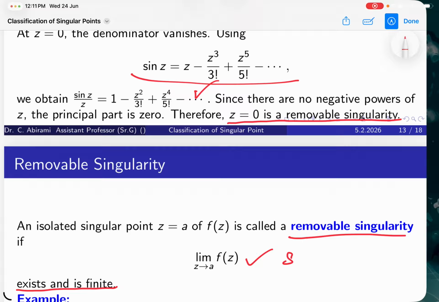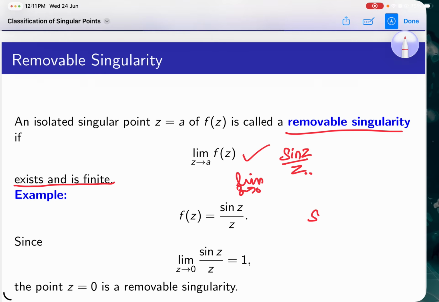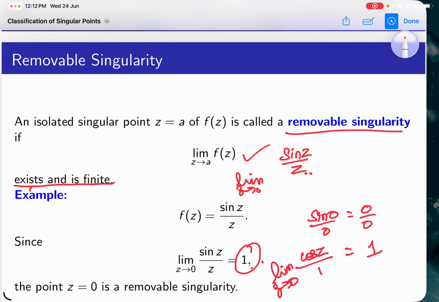The same example I can explain, sin z by z. Limit z tends to 0, because the singular point is z is equal to 0, of sin z by z. If I apply z tends to 0, what happens? Sin 0 by 0, which is a 0 by 0 form. This is an indeterminate form. So what we are going to do? We are going to apply L'Hospital rule. Differentiate numerator and denominator separately. Differential of sin z is cos z and differential of z is 1. Now you can apply the limit as z tends to 0. What is cos 0? Cos 0 value is 1. So the limit exists and it's finite. Therefore, z is equal to 0 is a removable singularity.